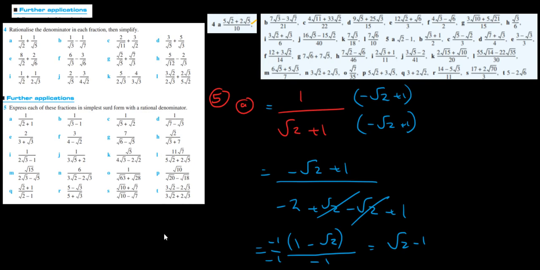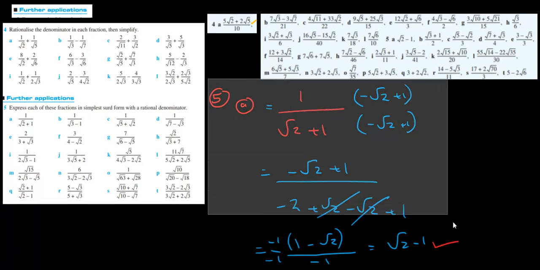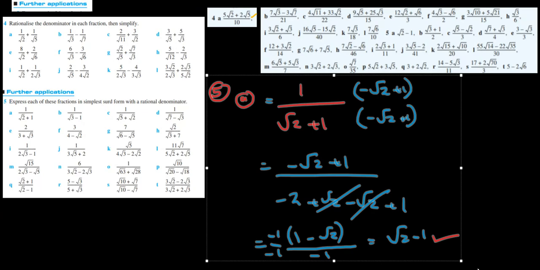Okay, 5a, did we get it right? Root 2 minus 1. Okay, so Mr. Winston's going to do self-assessment. I've got 5a right. What a relief. Okay, let's do b then.